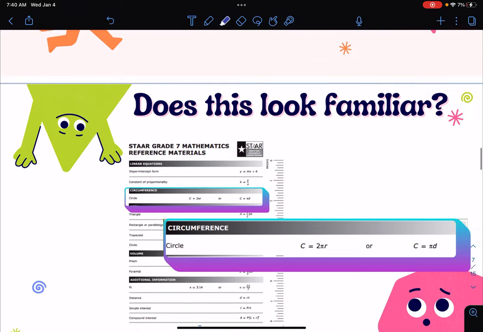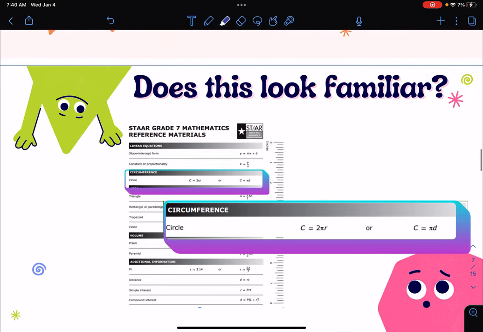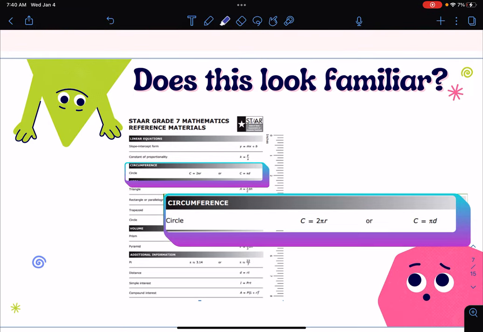All right, so you had a little bit of time to look for it. So does this look familiar? So yes, this is your formula chart. If you notice, on your formula chart, you have dark lines that kind of look like they're ombre. They start darker and they go lighter. Okay. Those lines label or split your reference chart into different sections.